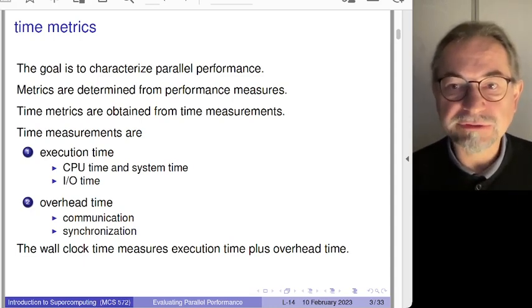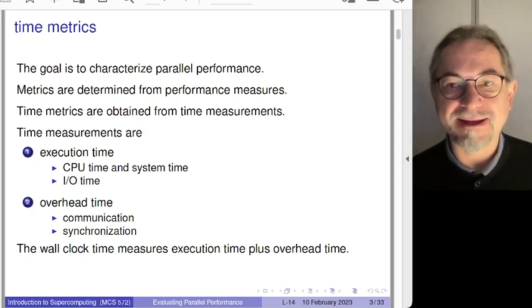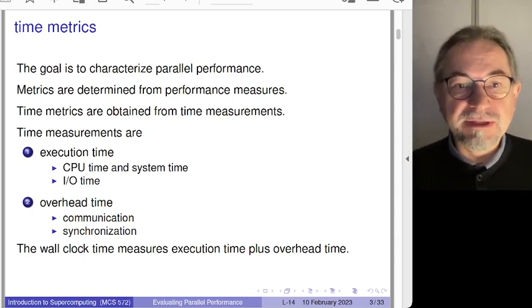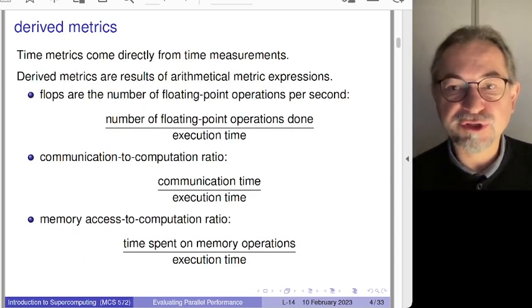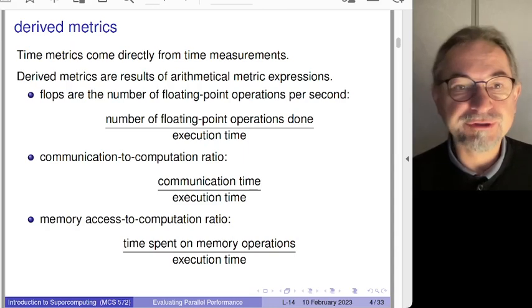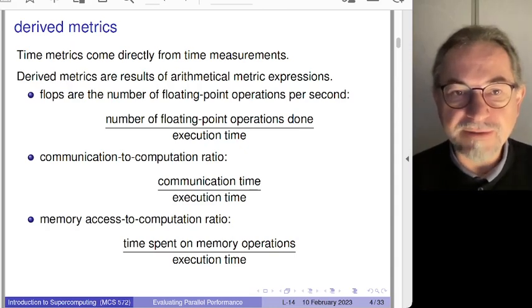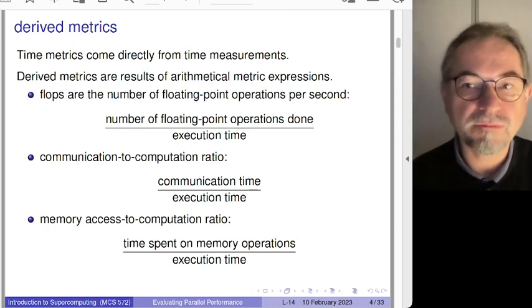Often the most honest time measurement is simply the wall clock time. That includes both the execution time and the overhead time. These are the time measurements. And in this lecture, we are now mainly concerned with derived metrics. We have time metrics directly from what we measure. So we just look at the wall clock, for example.